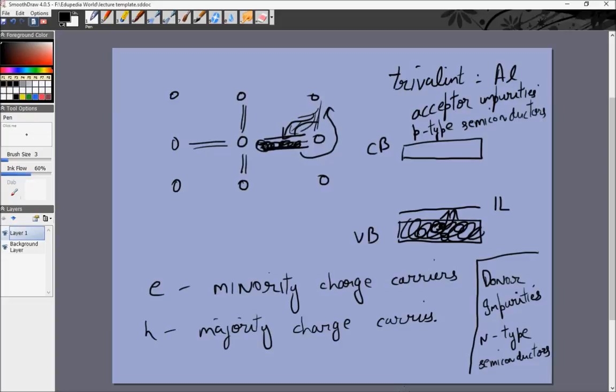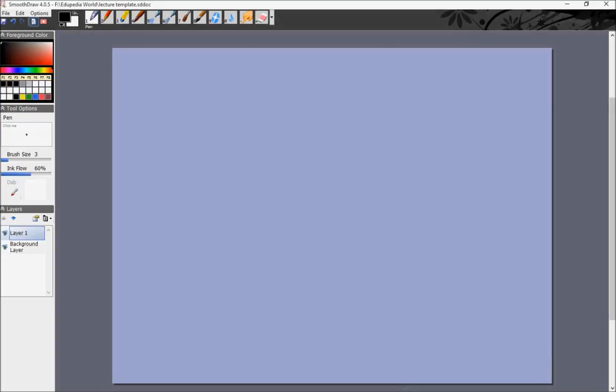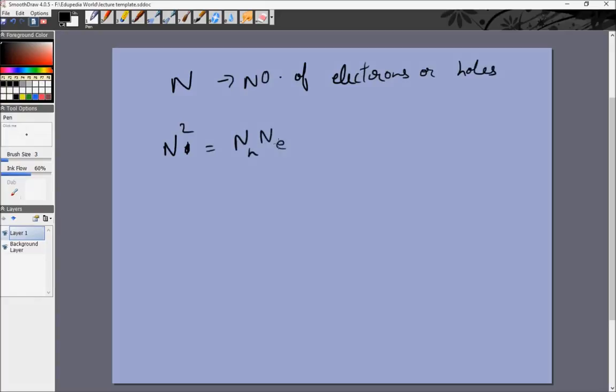Now in this chapter we will give you some results which we will not try to derive because the derivation is quite complicated, and one of them is that the product of the density of conduction electrons and holes is constant for a semiconductor. So initially, let's say you have n electrons and n holes, then n into n, or n squared, would be equal to NH Ne when it is doped.